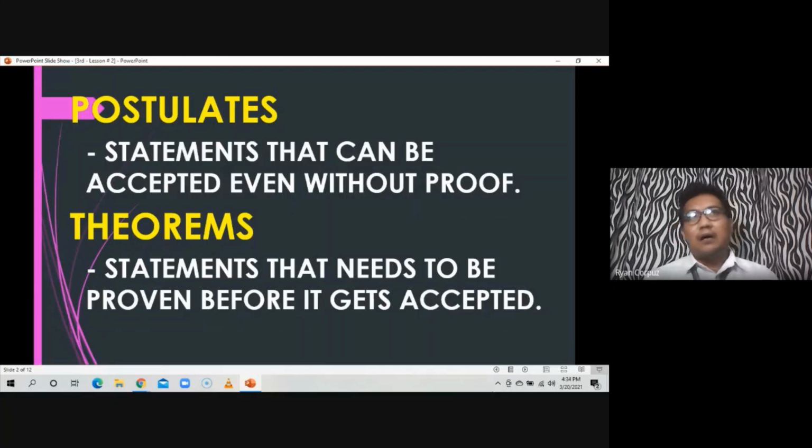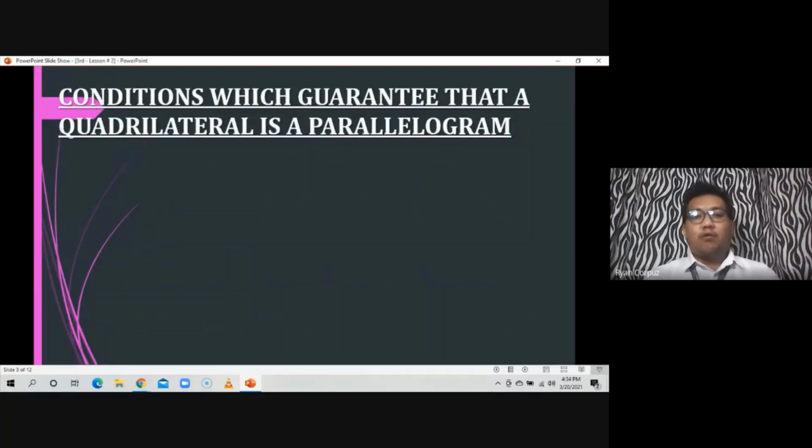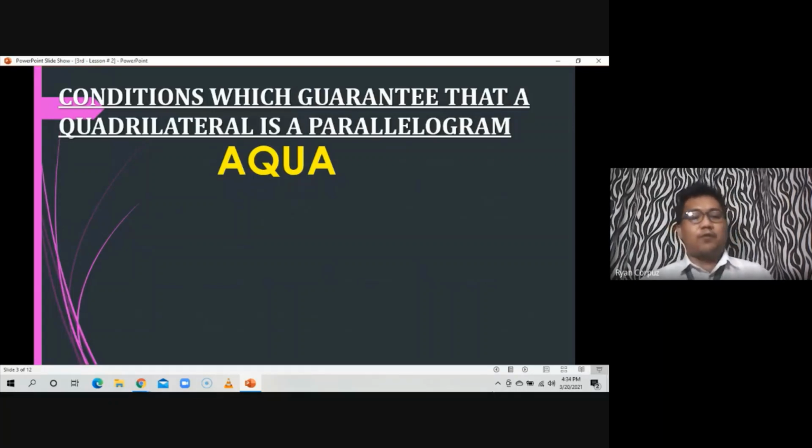Now, since we are focusing this time on parallelogram and its properties, so ano-ano ba yung conditions? Nandito tayo ngayon sa conditions which guarantee that a quadrilateral is a parallelogram. So may mga conditions daw na masasabi natin that will assure us that a given quadrilateral is a parallelogram. So these conditions will be hidden through an acronym. So acronym natin for these conditions ay tatawagin natin AQUA. What comes first to your mind kapag nabanggit yung word na aqua?